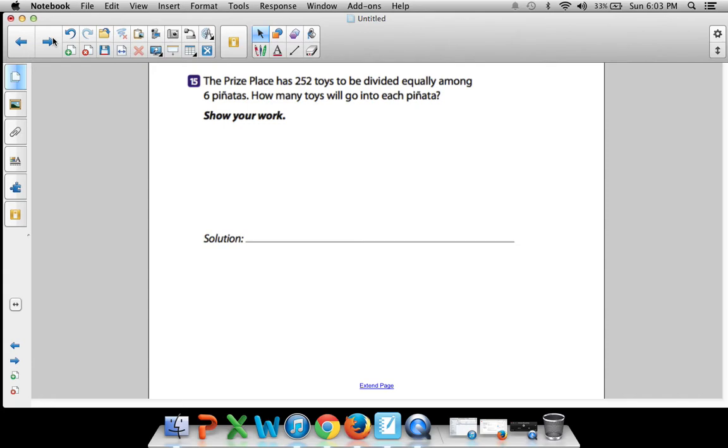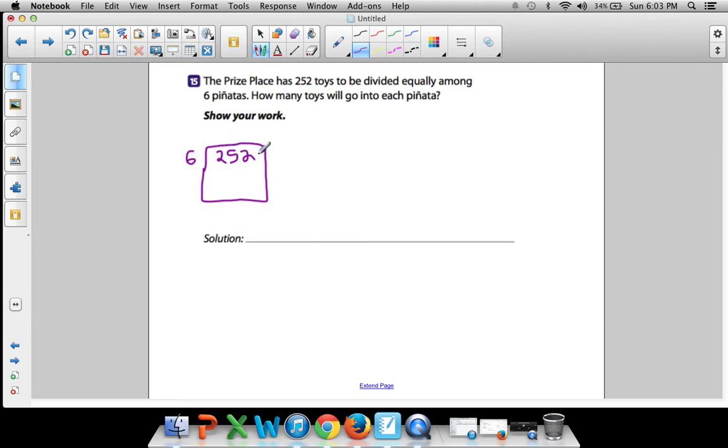The prize place has 252 toys to be divided equally among 6 piñatas. How many toys will go into each piñata? All right, no problem. Make the box. Too big! I mean, not too big, too close to that part. There we go, I like that better. Inside is going to be a 252. Outside is going to be a 6. So here we go.